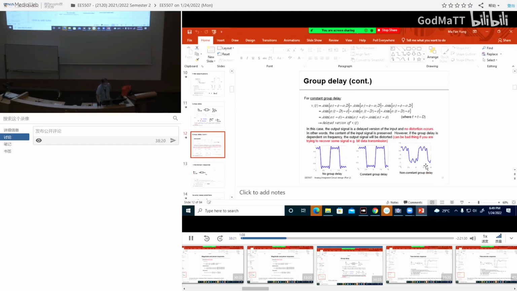Okay, so basically you can see these are the different cases. No group delay is just go straight. Constant group delay means everything is shifted. And then if you have a non-constant group delay, you end up with distortion. Your signal shape is distorted.